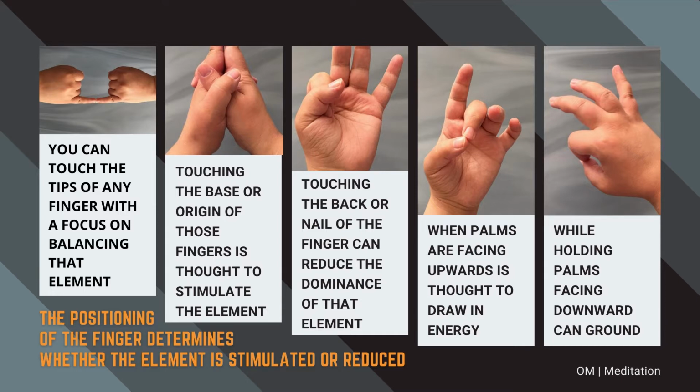You can touch the tips of any finger with a focus on balancing that element. By touching the base or origin of those fingers is thought to stimulate the element. Touching the back or nail of the finger can reduce the dominance of that element.